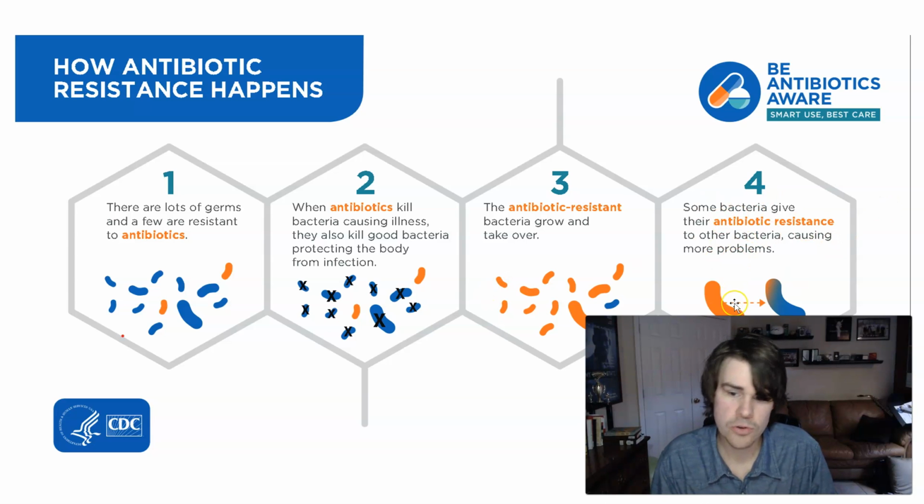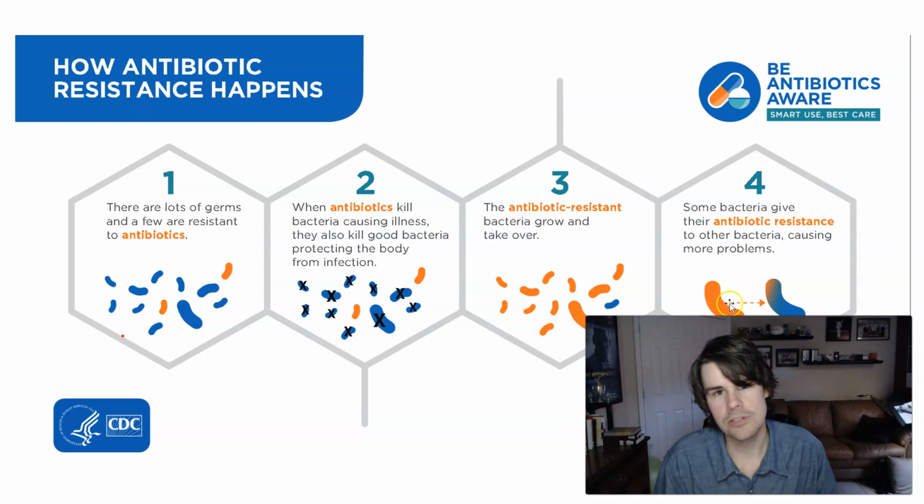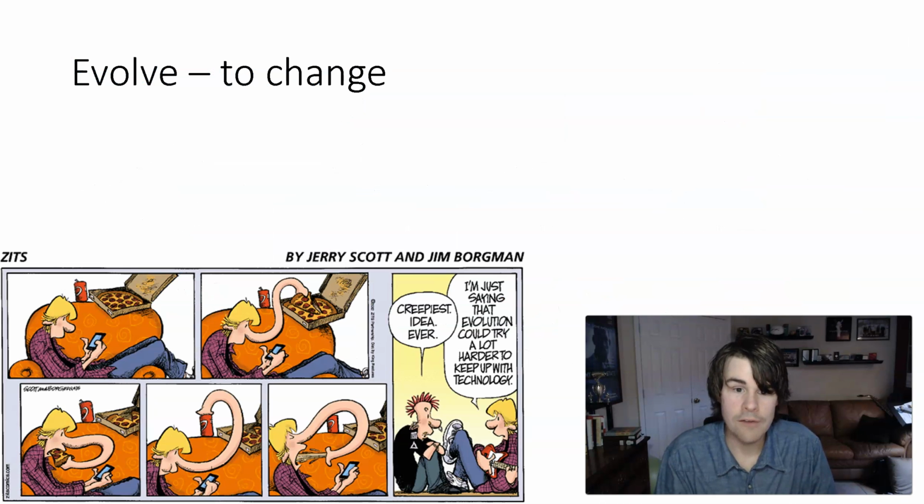And then they also transfer those genes through plasmids. You don't have to know that for this course, but through plasmids to other bacterium around them. And so they transfer that genetic information. So genes really cause evolution to happen. Evolve means to change.